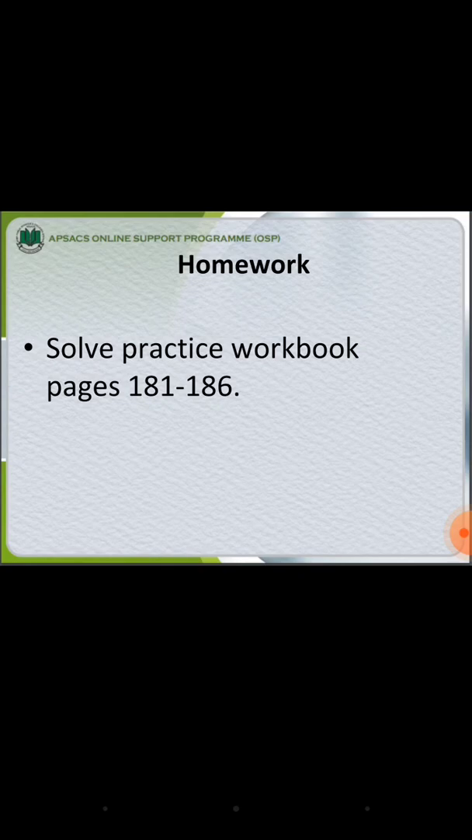Homework, solve practice workbook pages 181 to 186. And follow these guidelines while doing your homework and send clear pictures to your teacher.